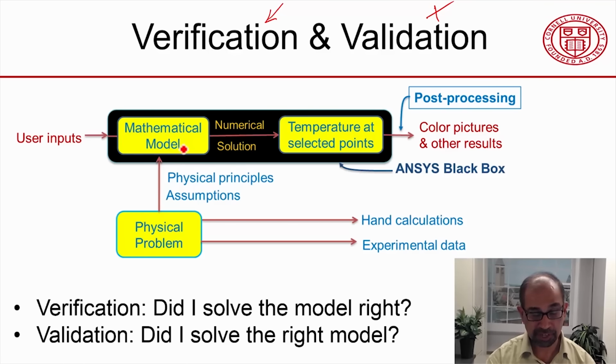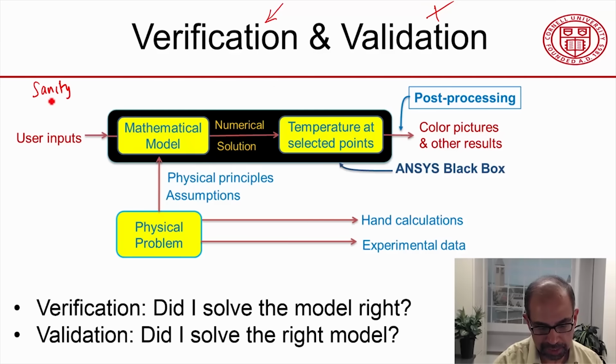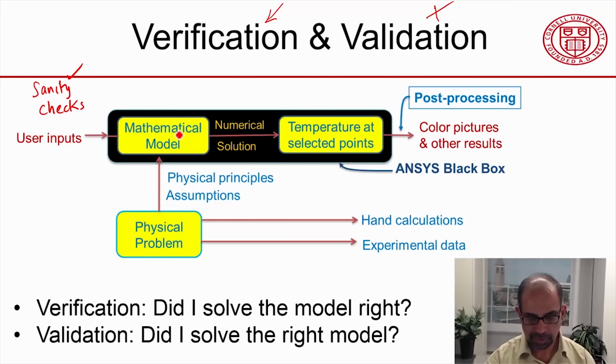And under verification, the first thing is to do sanity checks, and we have been doing that as we've gone along, looking at temperature distribution, looking at heat flux vectors, and so on. So sanity checks we have already done. The mathematical model consists of governing equations and boundary conditions, and the boundary conditions we have checked as we have gone along.